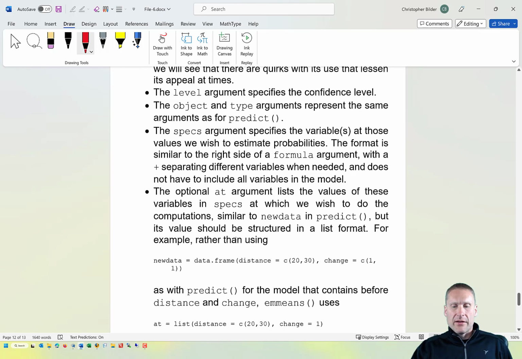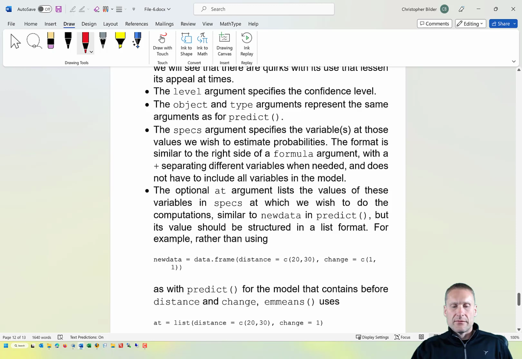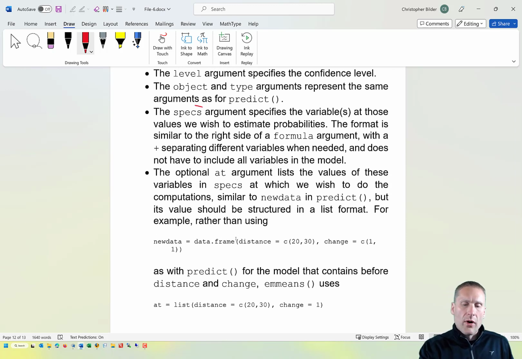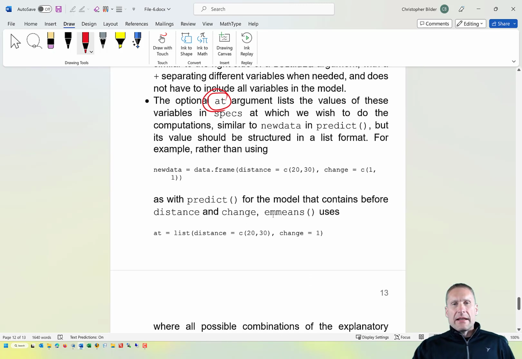Let's see here. If you have more than one explanatory variable, you could include them in the specs argument as well, or you would need to, where you would say, for example, distance plus change. Now, the main thing that I want to get at in terms of a quirk is this at argument. The at argument kind of plays the same role as the newdata argument that we saw in the predict function. The difference is that we need to specify at specifically as a list.